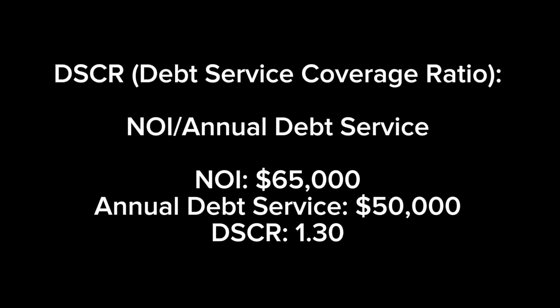All right, so here you'll just see that your debt service coverage ratio is just your NOI divided by your debt service annually. So if you have an NOI of 65,000 and debt service of 50,000, your debt service coverage ratio is going to be a 1.3.